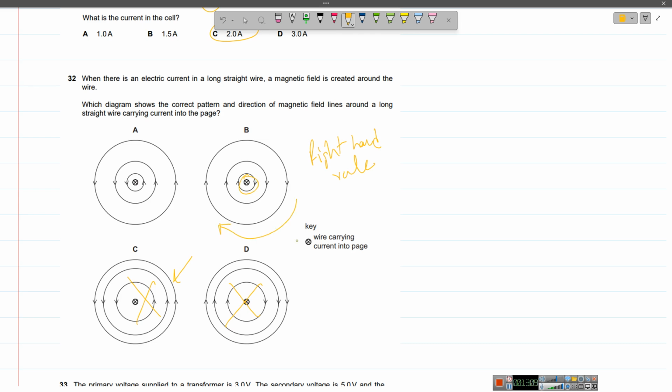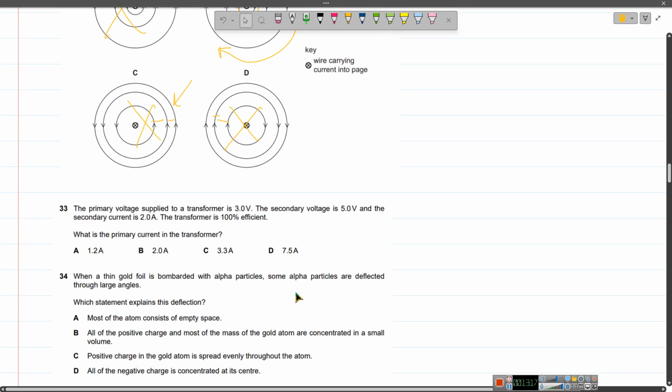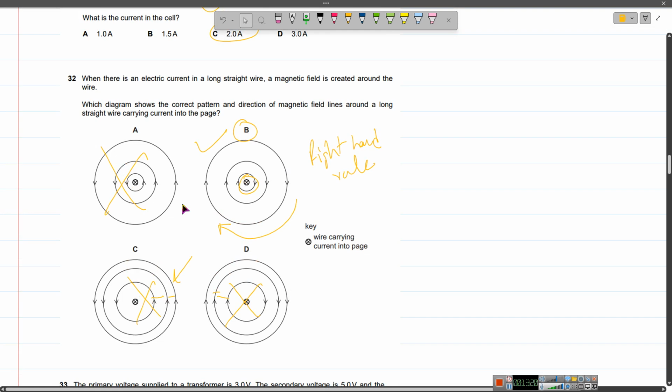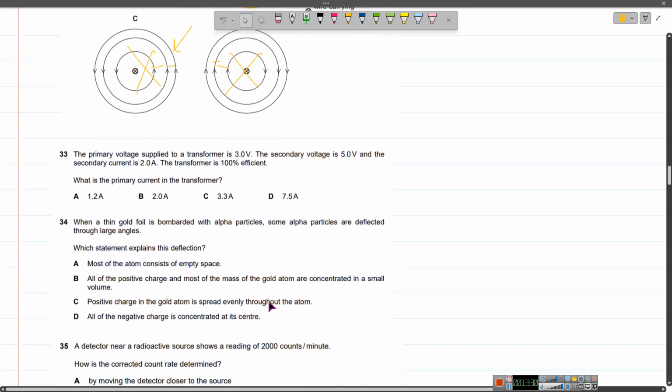Since it's into the page, B is correct, right? A is going to be wrong, right? Over here, the gap problem is there. The gaps are wrong. Hence, I excluded C and D. The field has to become weaker as it moves away from the wire, not get stronger. When the lines are closer, that means a stronger field. Why would the field be weaker closer to the wire and far stronger away from the wire? That's not possible, right? Okay.